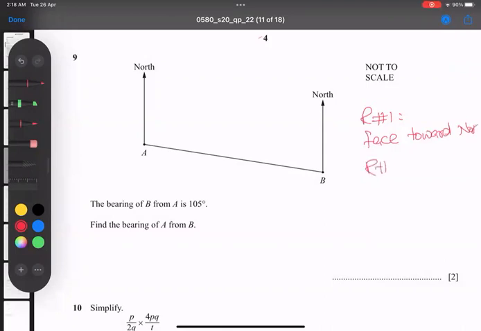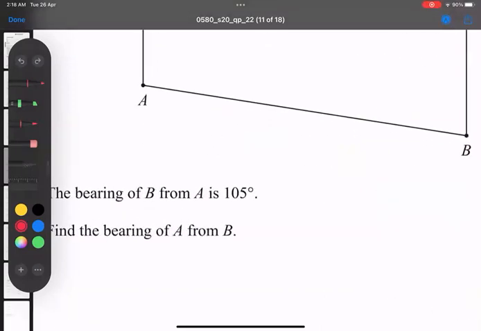Rule number 2: turn clockwise till target. Always clockwise, till target. These are the basic principles for B from A, and we always apply rules at A. So apply rules at A, and B is called the target. So the letter after "from" is where we apply rules, and the one before is called the target. Similarly, A from B: apply rules at B, and the target is A. Make sure of this kind of thing.